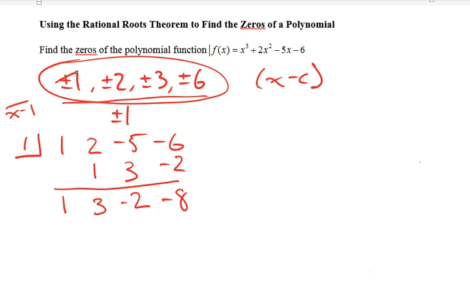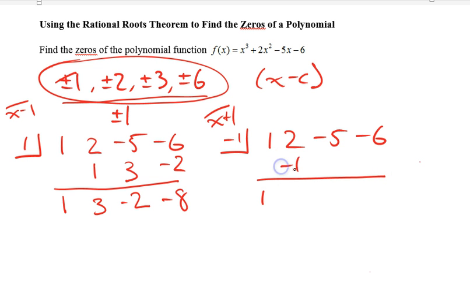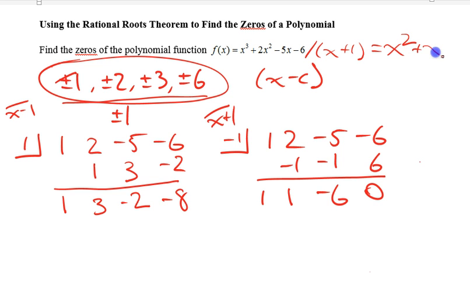What about x plus 1? Let's try dividing by x plus 1, which means we're going to put a -1 in our box. Aha! We got a remainder of 0. This tells us that if we take our original function and divide by x plus 1, then we're left with the quotient, x squared plus x minus 6.